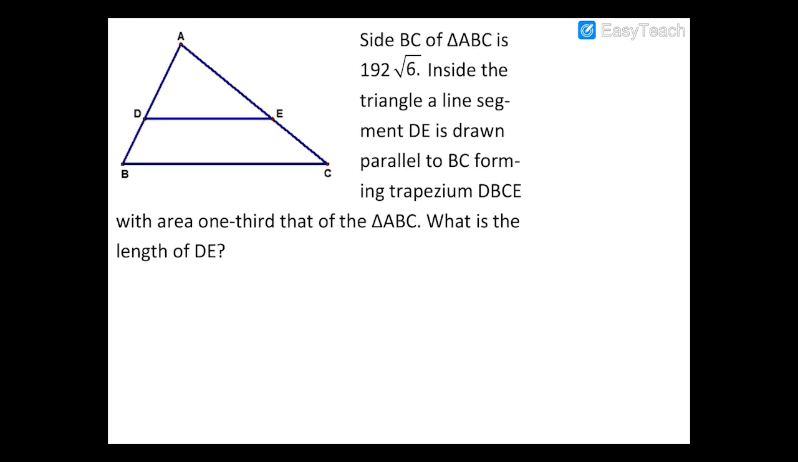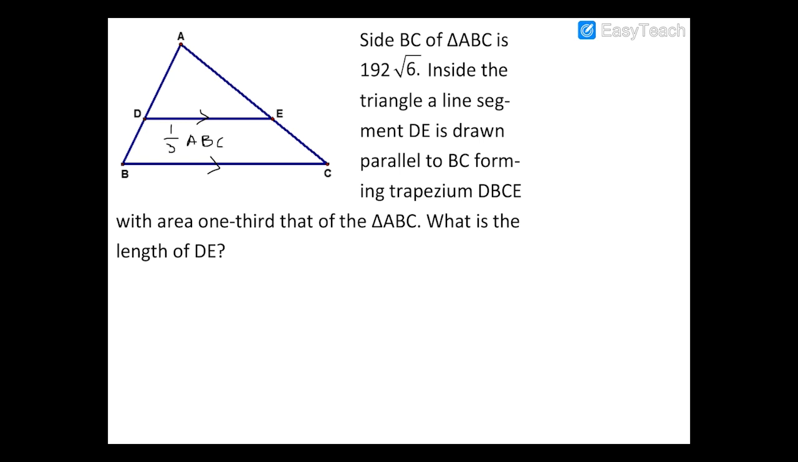Okay, now this question says side BC of triangle ABC is 192√6. So that's BC, this side here. Inside the triangle, a line segment DE is drawn parallel to BC, forming trapezium DBCE with the area 1/3 that of ABC. What is the length of DE? Okay, now they told us that this is parallel to that, and this has 1/3 of ABC.